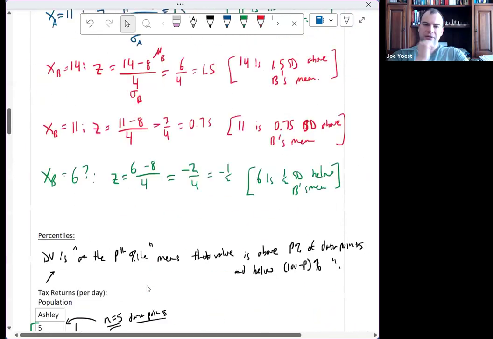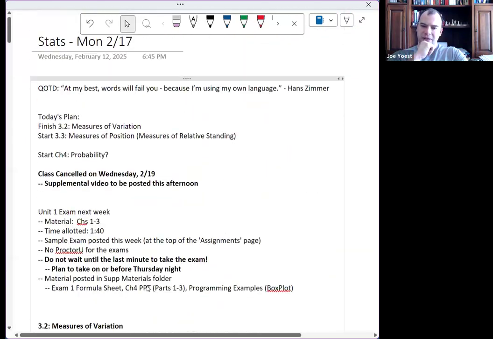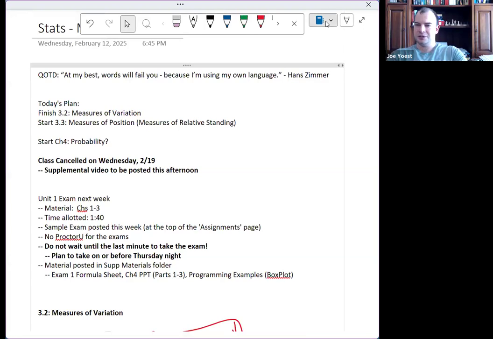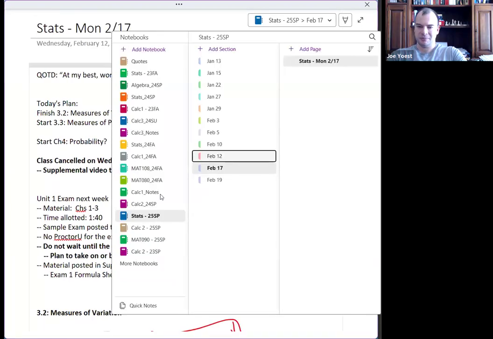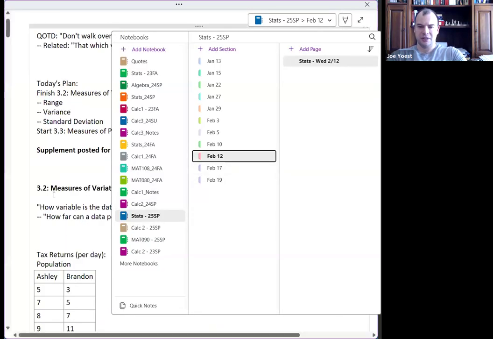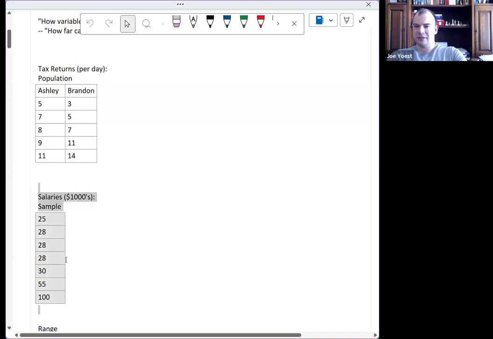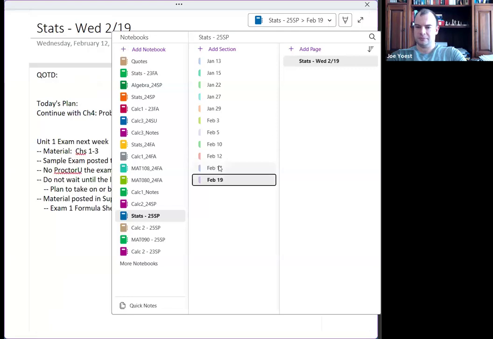And I didn't grab my salary data. I don't think I have it up here either. So let me pop back to a previous one and grab my salary data. There we go.